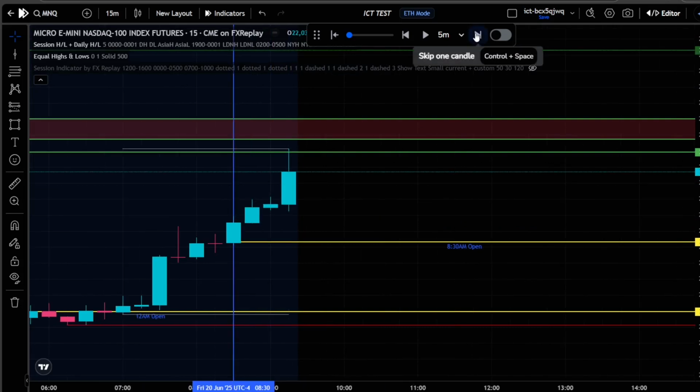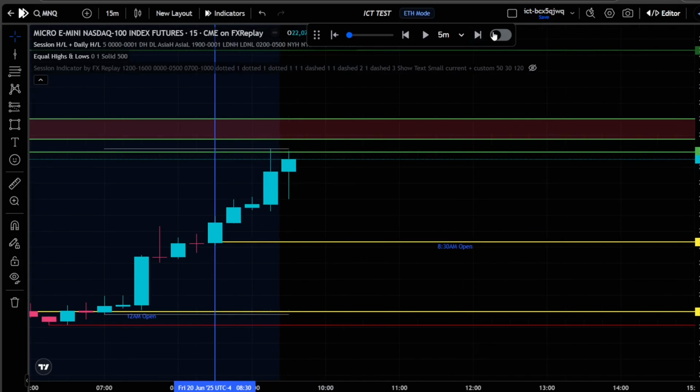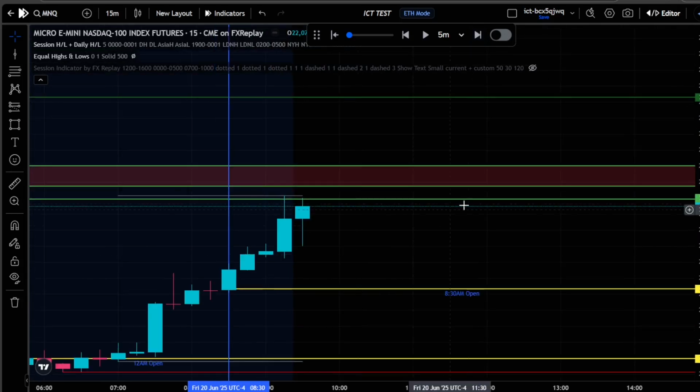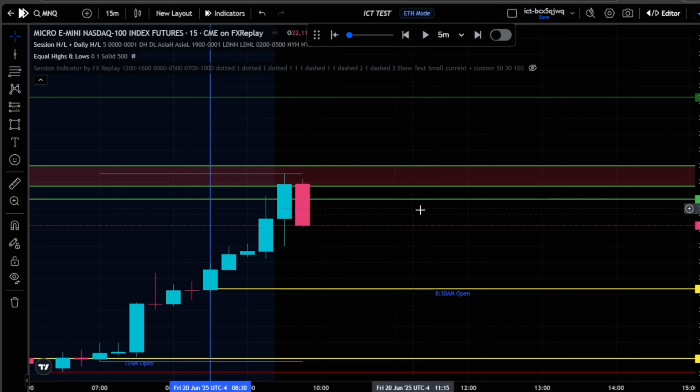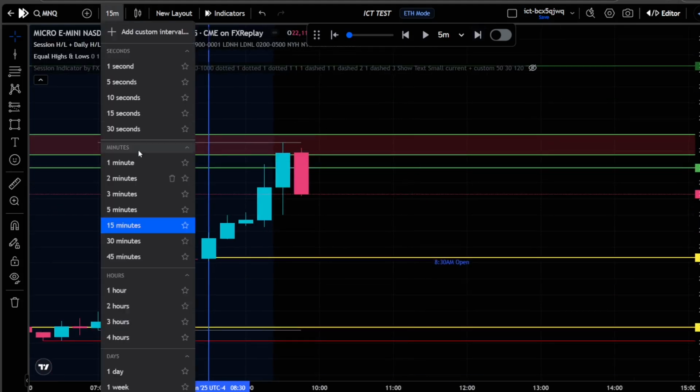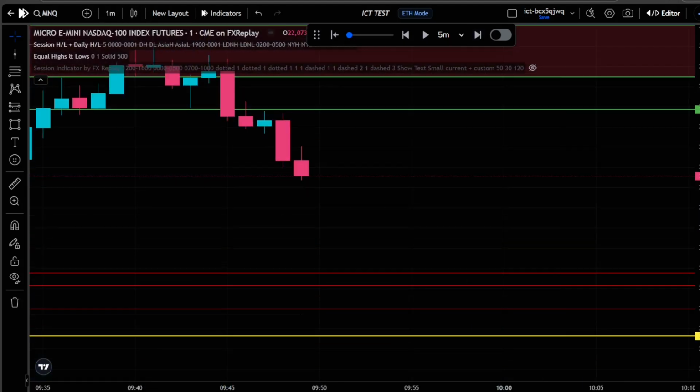So as you guys can see, I didn't know exactly where price was going to go, but you just have to wait and see what price is giving you. Okay, so we just took out that short-term high and tapped in that imbalance like I anticipated. Now what I'm going to do is drop down to the 1 minute and look for entries.